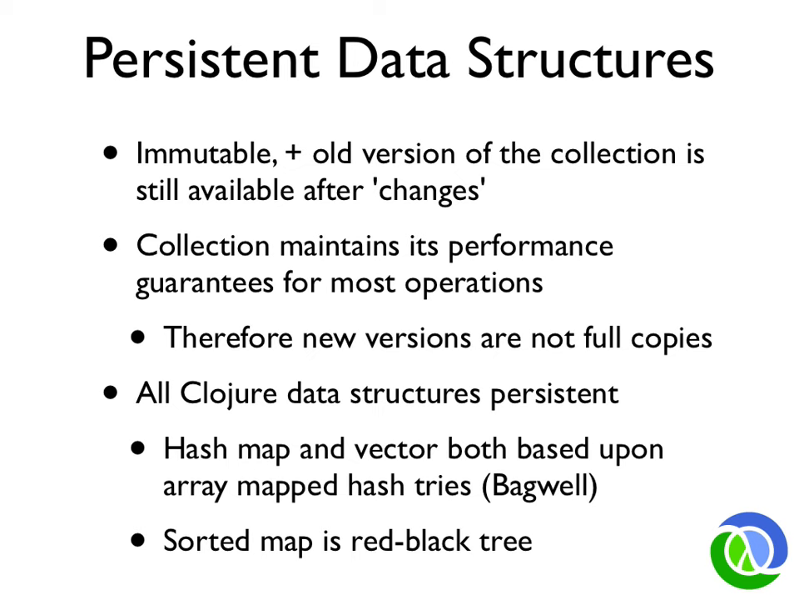All the data structures I've shown you, all the data structures in Clojure are persistent. They maintain their performance characteristics across, quote, modifications. And they have some interesting implementations, which I don't have time to talk about. If you wanted to look up how I did it, you could look up array mapped hash trees and Bagwell, and you can see the implementation underneath the hash map in particular and the vector. I also have a sorted map, and that's kind of a standard red-black tree with log n access and lookup characteristics.